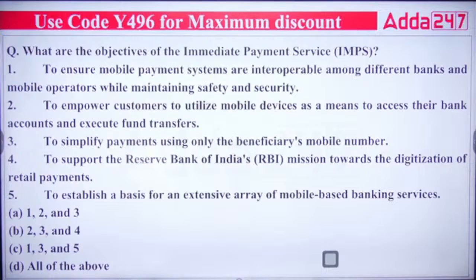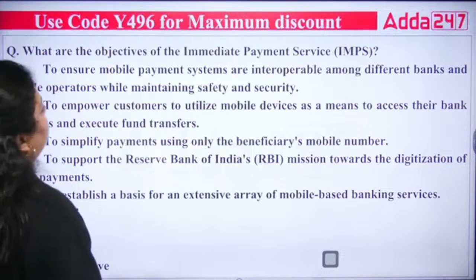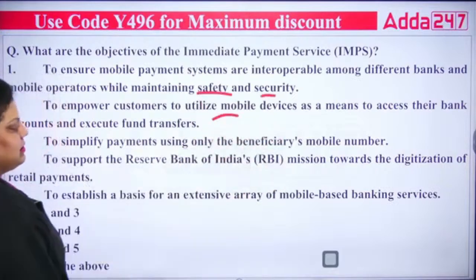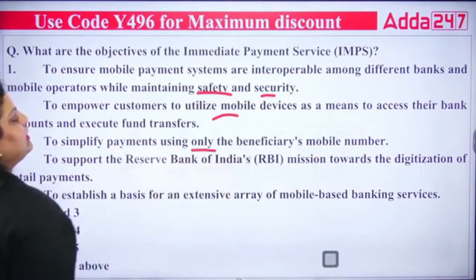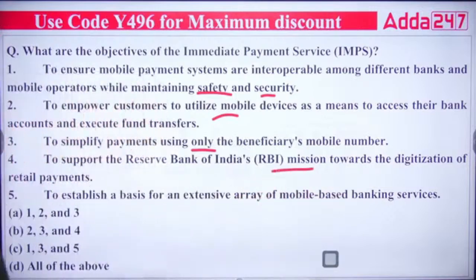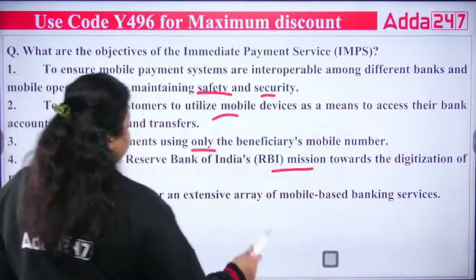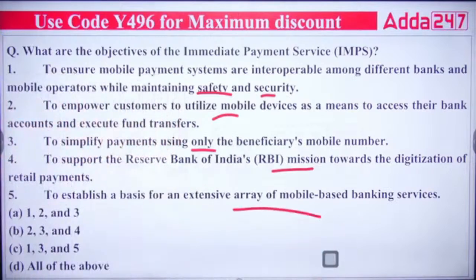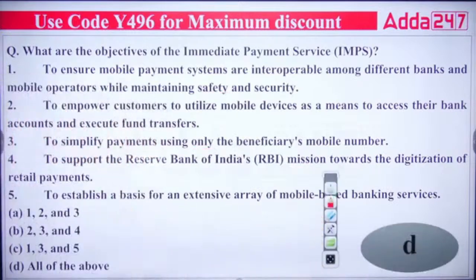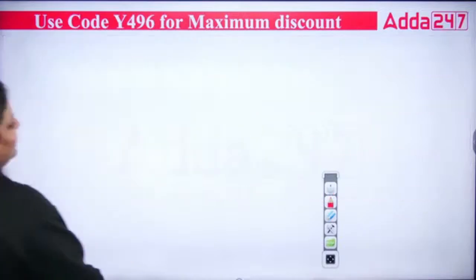So IMPS is an immediate payment service. It provides you 24/7 service to transfer funds from one account to another. And actually you can do it very easily with safety and security. It empowers customers to use mobile devices. It simplifies the payment using only the beneficiary's mobile number. It supports RBI's mission towards digitization, and it establishes a basis for an extensive array of mobile-based banking services. So the right answer will be all of the above. That is D.